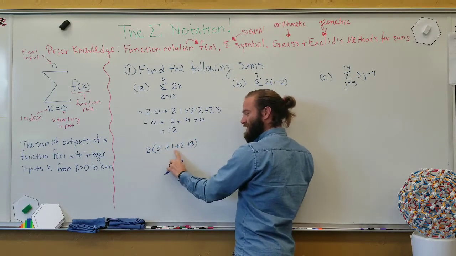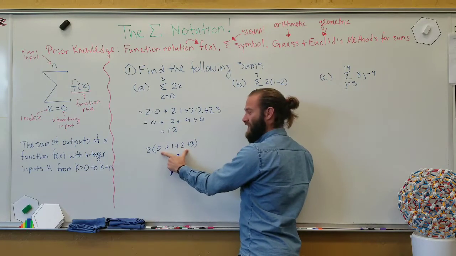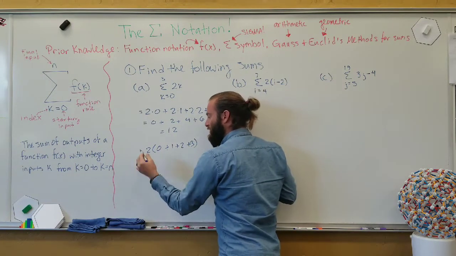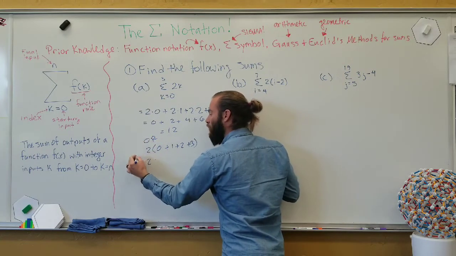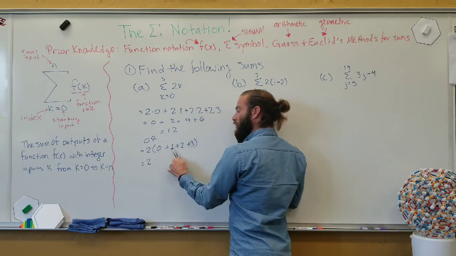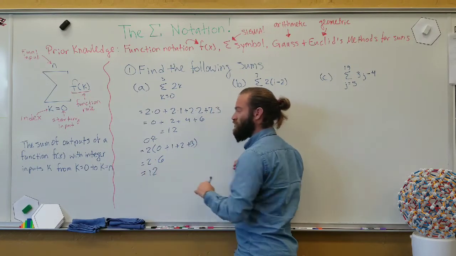Okay. But you could have alternatively taken the 2 out and left 0 plus 1 plus 2 plus 3. And hopefully you recognize that itself as a nice arithmetic sequence, actually. But again, in this case, it's easy to just calculate it by hand. Okay, so this is kind of an OR thing. And then 1 plus 2 plus 3 is 6. So this becomes 2 times 6, which is 12, right?